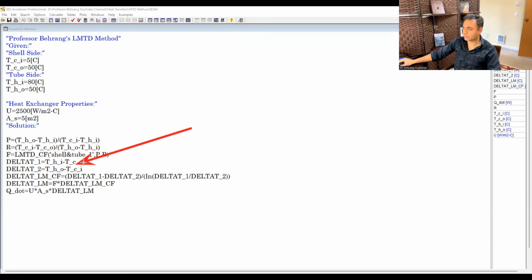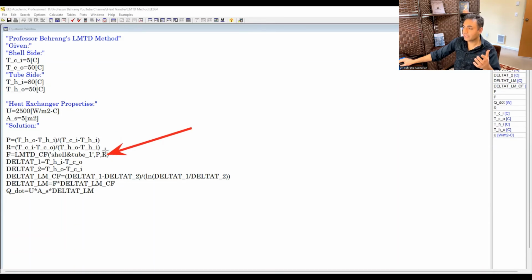CF is correction factor. The first argument is the type of heat exchanger. As I told you, there are 4 types of heat exchanger you can type. This is shell and tube and sign. You can't just type and. That's not going to work. Only the cases I showed you, shell and tube 1, because it was 1 shell pass, 2 tube passes. That part doesn't matter. It was 1 shell pass. And then P, the P that I calculated here, and then R, the R that I calculated here.